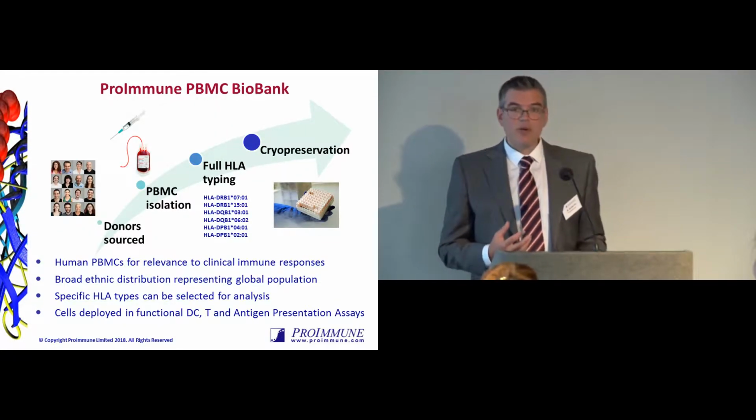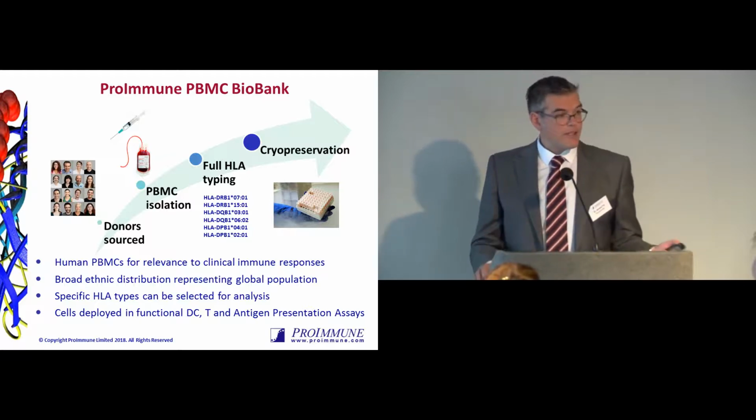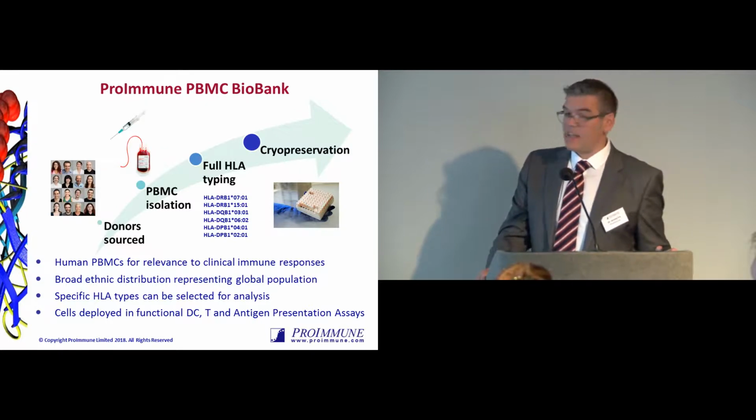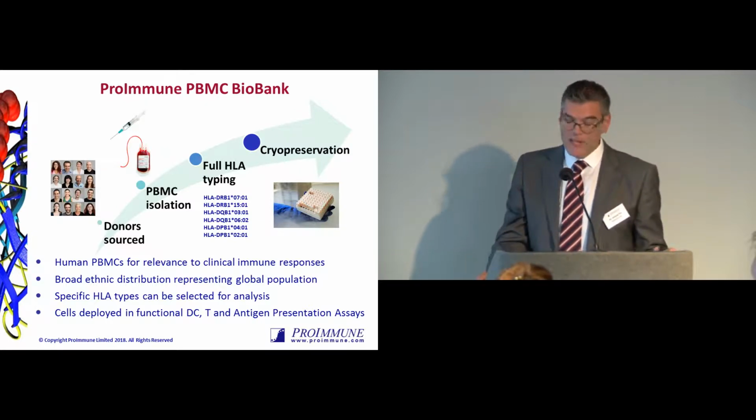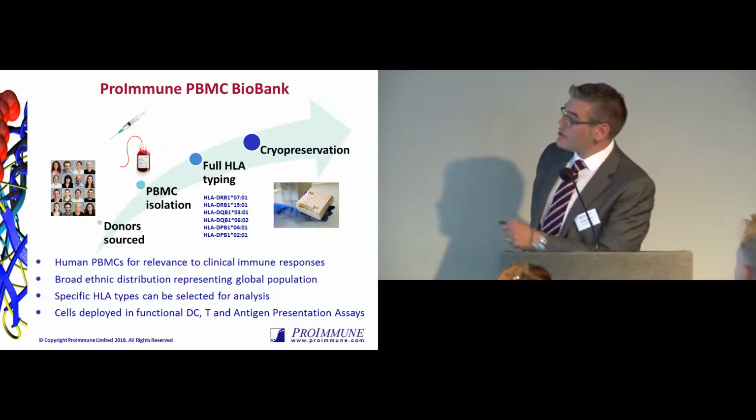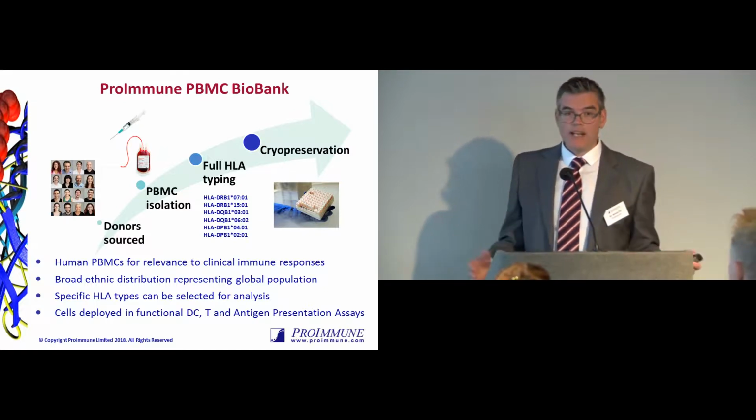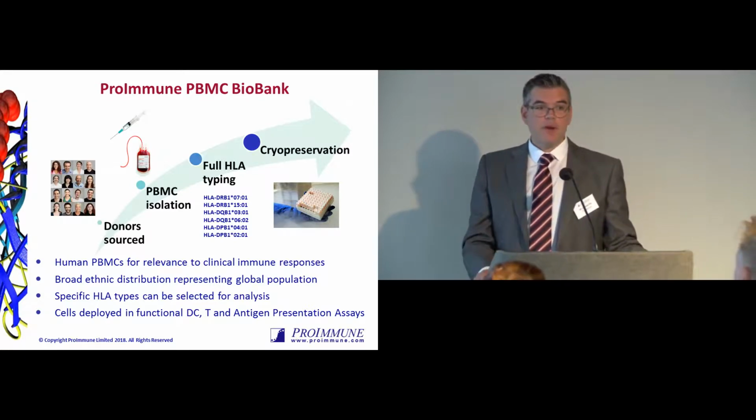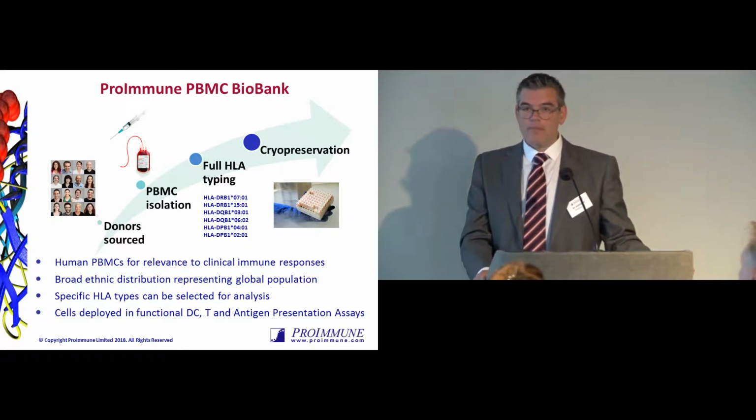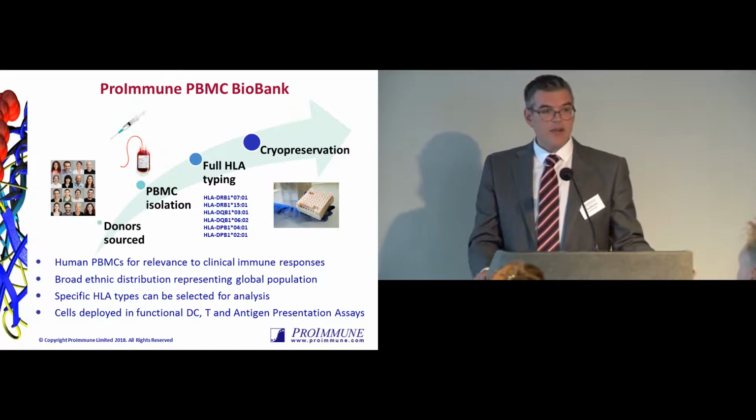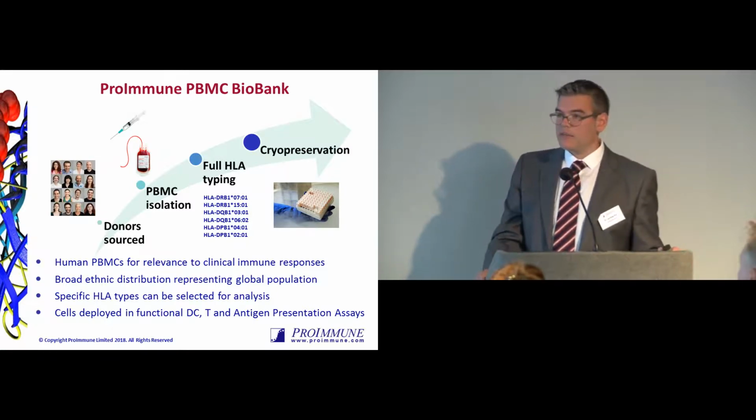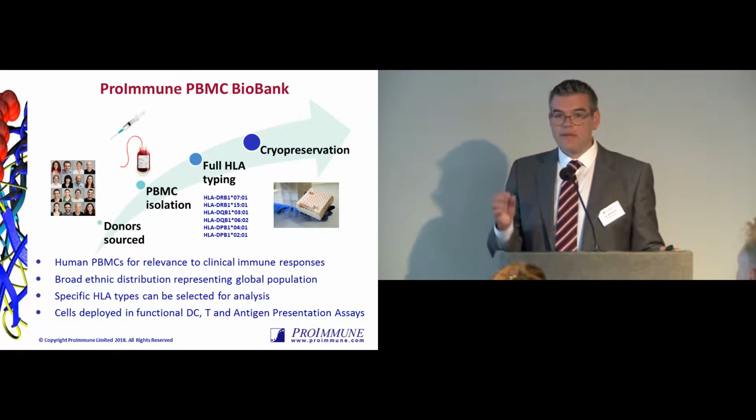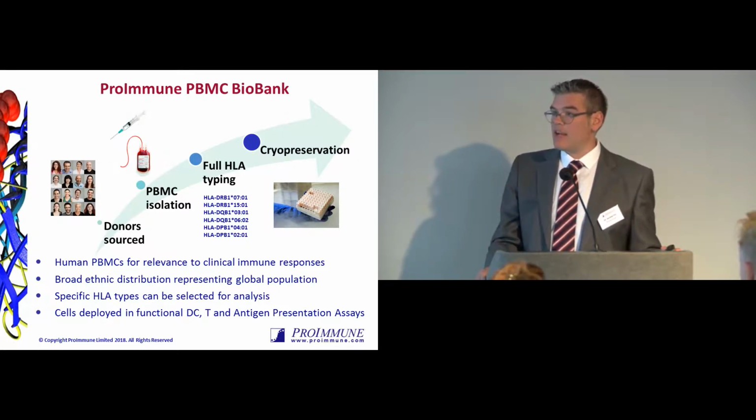So a lot of the assays I'm going to be talking about use a number of different cells, and the ProImmune PBMC biobank is a key component of the different assays that we provide. The first thing is that the donors are sourced from the UK population in general, which is where we're based, and our labs are in Oxford. And that's quite nice because we have a broad HLA distribution in general terms, and that means that we can select donors of a broad HLA distribution, but also we can specifically, if required, look at specific HLA types if that's of interest.